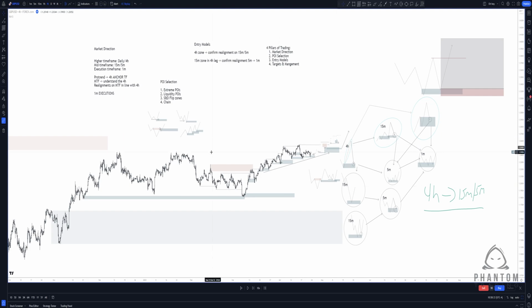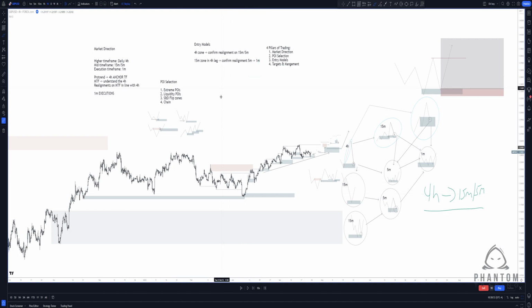I've given you all the keys here. Now it's just about actually going to the charts and doing this process. It couldn't be more specific at this point to frame your mind correctly. Focus on your market direction. Focus only on pro trend. Figure out your POI selections. Look at your entry models.